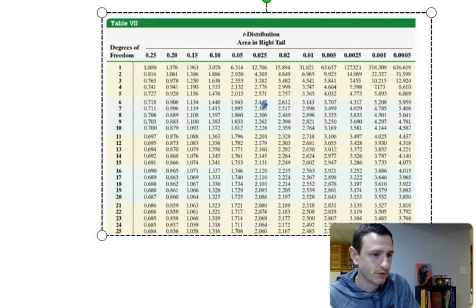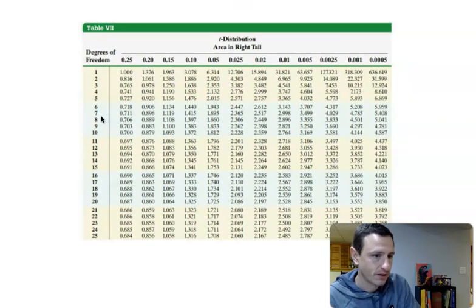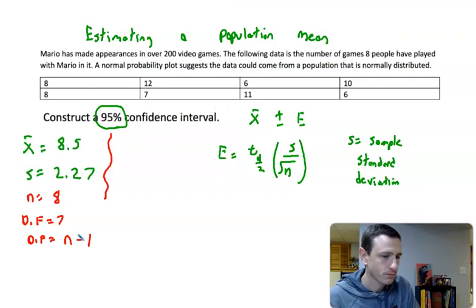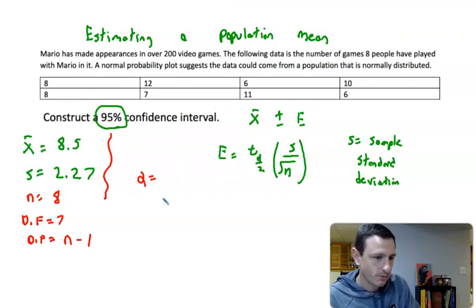Degrees of freedom is used in the t-distribution right here. It will tell us which row to look in. So we have to get our critical value. The first part we want to establish is our alpha. Alpha is going to be 1 minus the level of confidence that we want. We want a 95% confidence level, so alpha is 1 minus 0.95, which is 0.05.